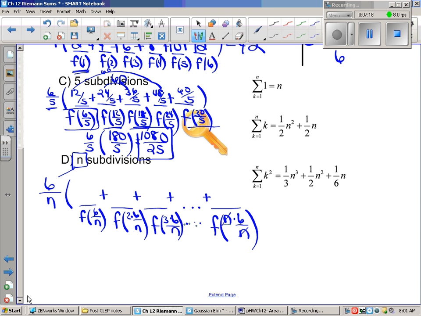And so what happens when I plug 6 over n into our equation? Well, that would just be 2 times 6 over n, and the next one would be 2 times that 2 times 6 over n. Whatever is here is going to go in that spot of the x, which was 2x. So this would be 2 times 3 times 6 over n, dot, dot, dot, and 2 times n times 6 over n.